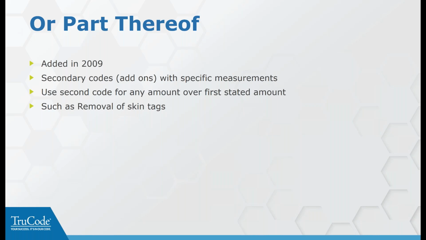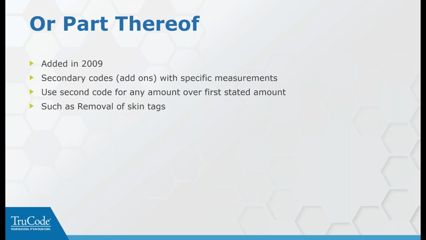Also, in 2009, they added, when you had secondary codes, where maybe the first one was from 1 to 5 lesions and the next one was 6 to 12, terms that say or part thereof, and that means that you would be able to use that second code even if it's a little bit over. And that can be also in the codes where it is a measured amount, like when they are doing skin grafting, those kinds of things. It'll say first 50 square centimeters or first 20 square centimeters, and then you have an add-on code for each additional 20 square centimeters or part thereof. So that helps us know when we can start using the second add-on code and how much they have to do to be able to use that code.